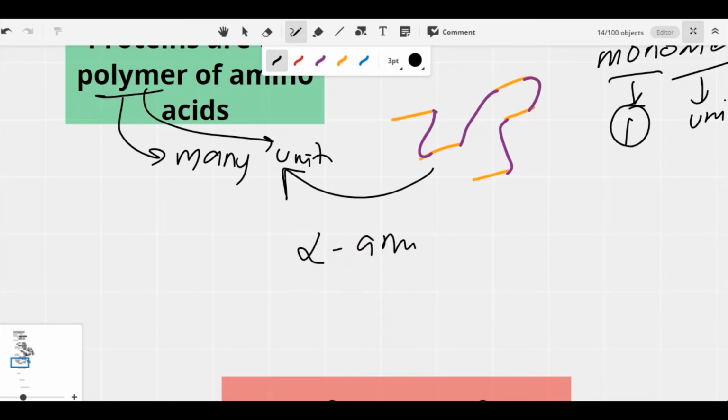therefore the proteins are the polymers of alpha amino acids, but in this case the proteins are made of L alpha amino acids. Okay, we will discuss what is meant by L and what is meant by D, that is based on the configurations.